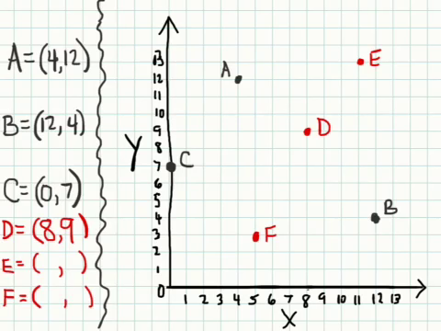All right, for letter E, we go over 11 and up, it looks like 13. So (11, 13) in parentheses. And F, the first number goes over 5, and we went up 1, 2, 3. So (5, 3) inside parentheses.